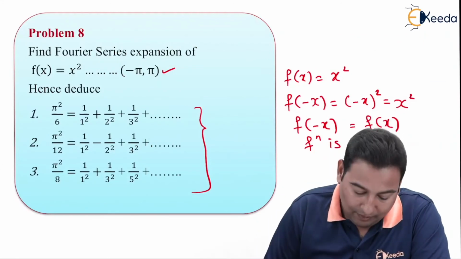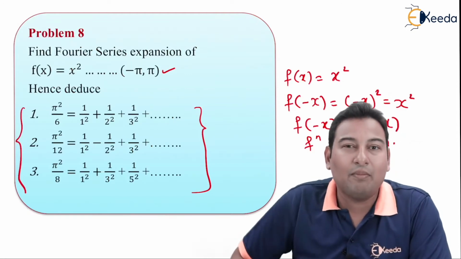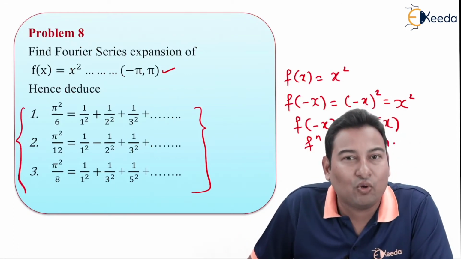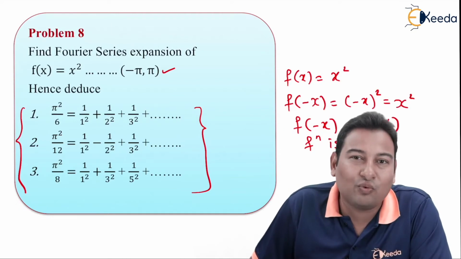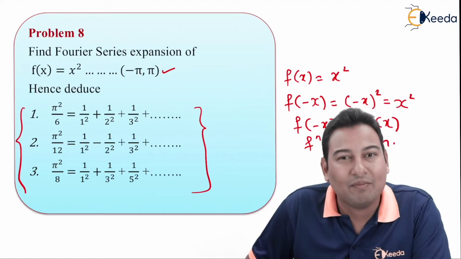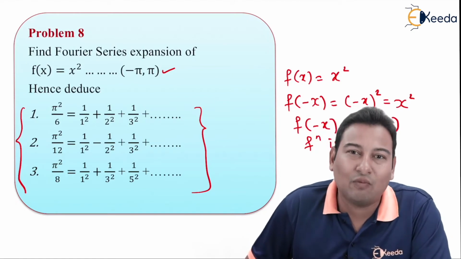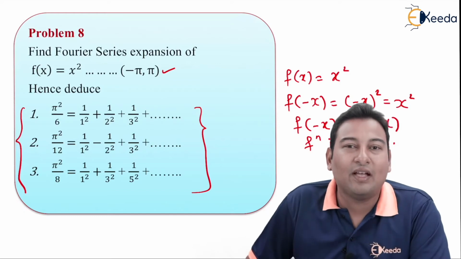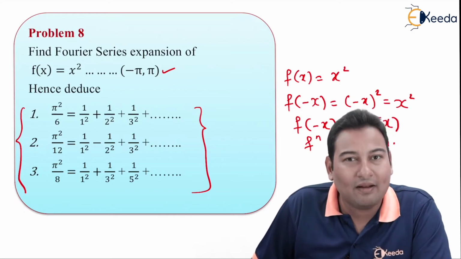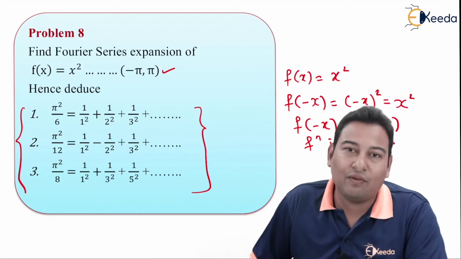In the given problem, there are 3 deductions that we need to solve. Remember the problem number 2, pi minus x the whole square upon 2? There also we solved the same type of deduction. If you remember the problem, we substituted x equal to 0 for the first deduction, then we put x equal to pi for the second deduction, and finally we add. Same thing we are going to do here.